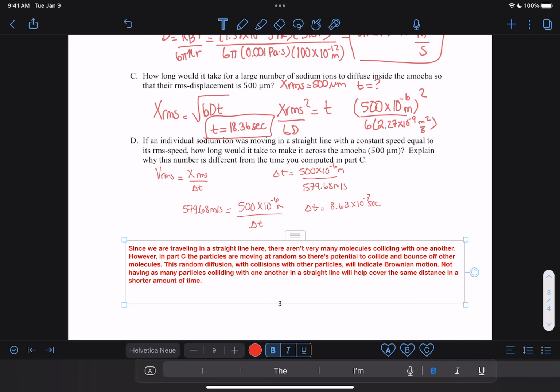But otherwise, if everything's kind of random, you'll have maybe one particle that's really trying to make it through in a straight line, and it keeps getting bumped and bounced off other particles and stuff like that. So not having as many particles colliding with one another in a straight line will help cover the same distance in a shorter amount of time. This also prevents random changes of direction due to collisions that could extend the amount of time it takes to cover that distance of 500 micrometers, right?